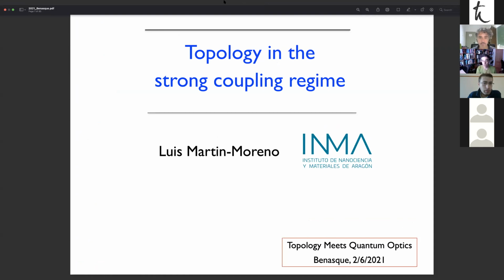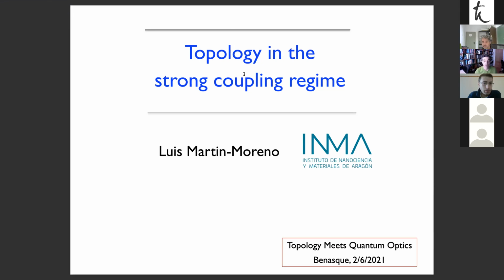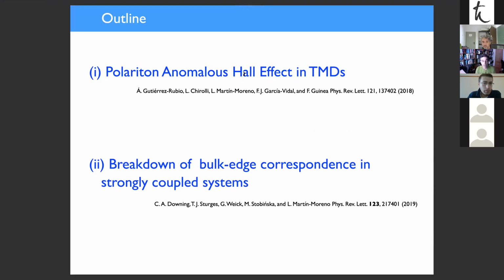Thank you, Diego, and thank you all organizers for giving me the opportunity to tell you about the work that we have been doing on what happens when you strongly couple some system with some topology with light. So actually, I am going to talk about two different works. One is on the anomalous Hall effect for polaritons in transition metal dichalcogenides, that are some two-dimensional semiconductors, and also on the breakdown of the bulk-edge correspondence when you couple an SSH chain to a cavity.